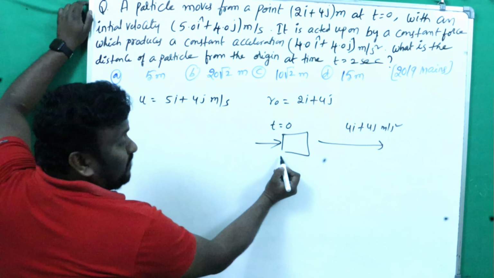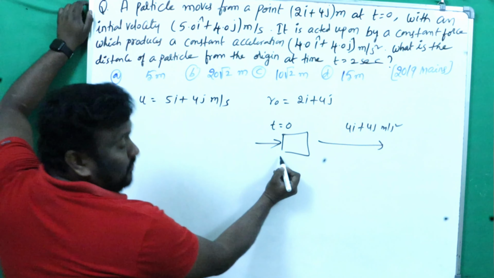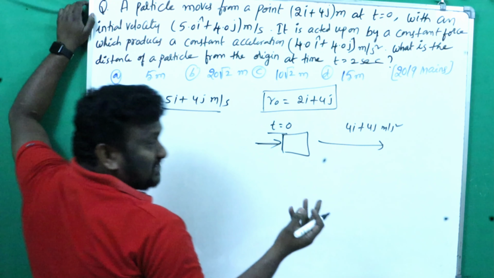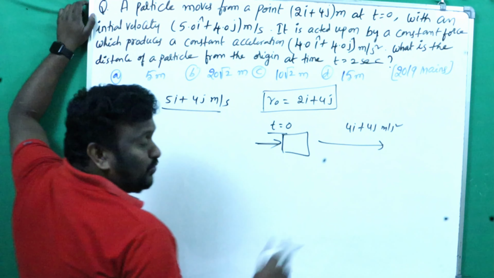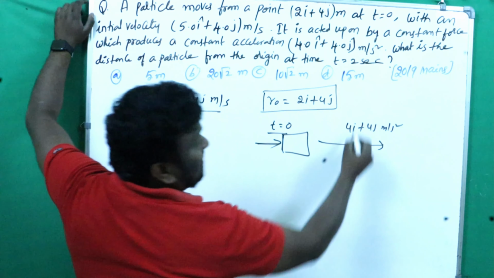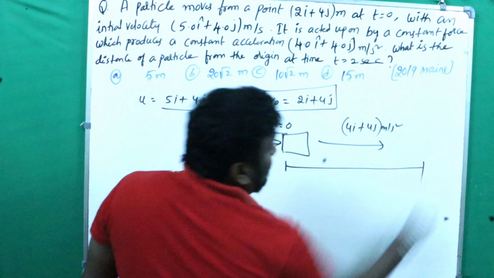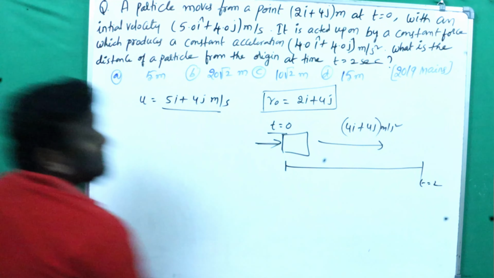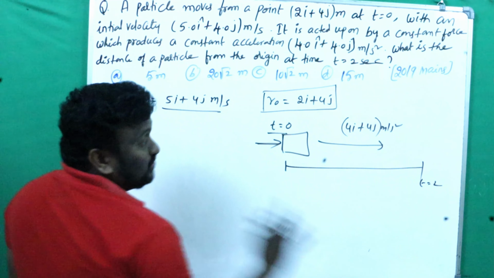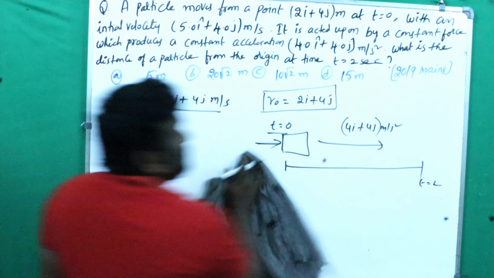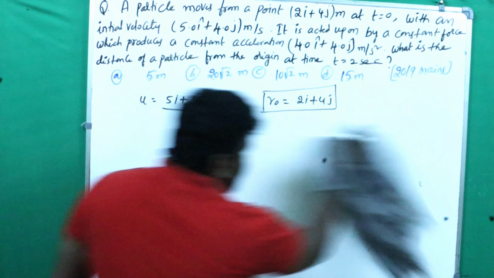At the time t equal to 0, its position is 2i plus 4j, and its initial velocity is 5i plus 4j meter per second. On that, some force is applied. When the force is applied, the body will move in the direction of the force applied. So during that time its acceleration is 4i plus 4j meter per second square. Then how much distance is traveled by the body from the origin at the time t equal to 2 seconds? That is the question here. So there is a very simple, direct formula.